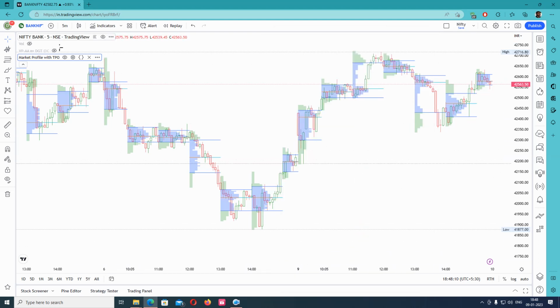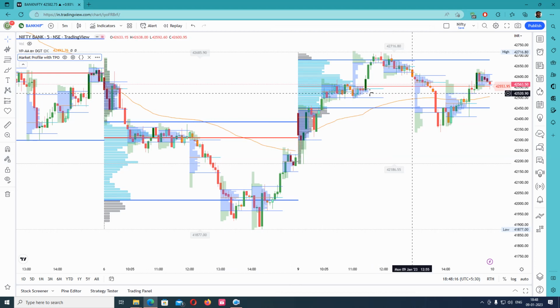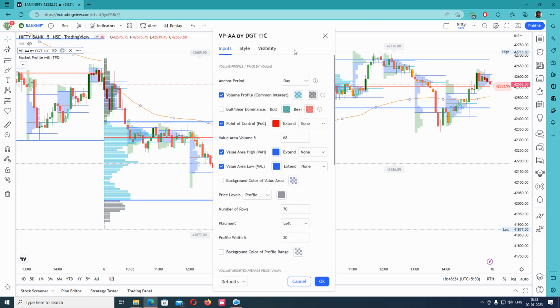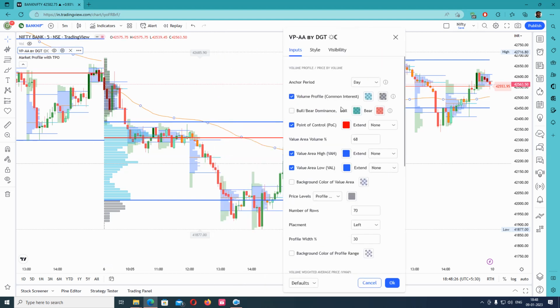Okay, next one is anchored volume profile. So if I select it, then that volume profile will be plotted, right? So what is the customization? It's a simple customization. I just change the volume profile color, so one can easily change it as per his choice.